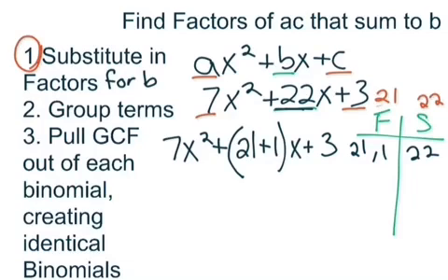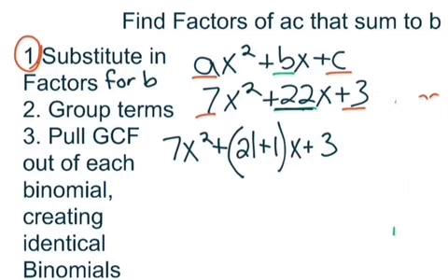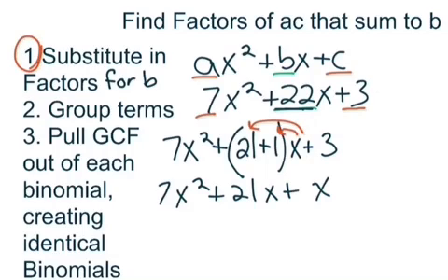I'm just going to get rid of my factor sum table to make a little more space here. Now we're going to distribute that x across the parentheses. So I have 7x squared plus 21x plus x plus 3. Now, moving on to step number 2, group terms. Group terms means we're going to take the first two terms and make them into their own binomial, and we'll take the second two terms and make them into their own binomial.